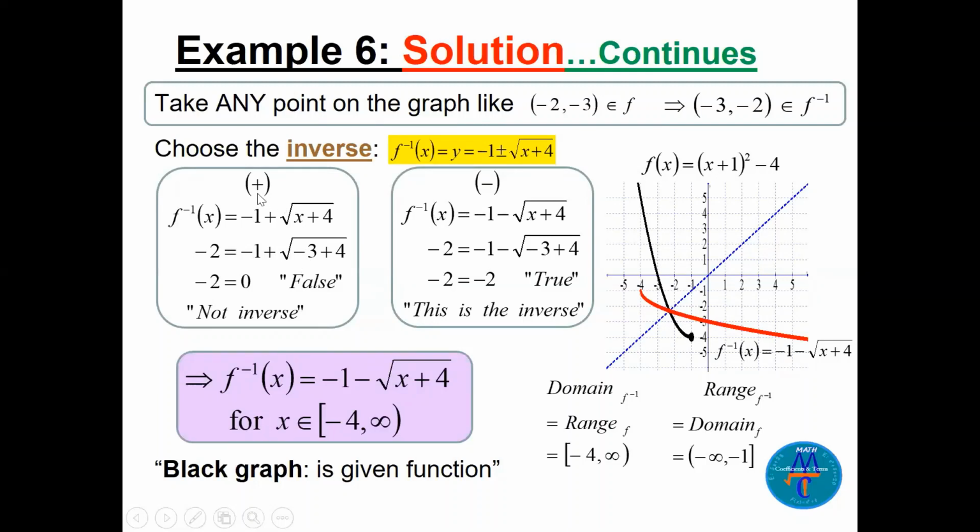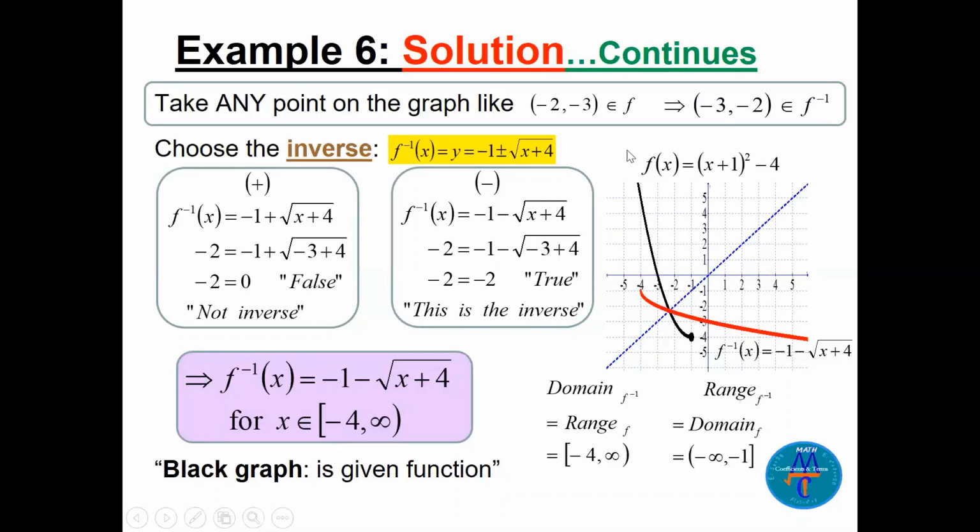See, I take the positive here, so it becomes f inverse equals -1 plus square root of x plus 4. And here, -1 minus the square root of x plus 4. See, here I replace from the inverse, -2 in the y, and the x is -3. -3 plus 4, that's 1. -1, 0 is equal to -2? No. So this is not the inverse.